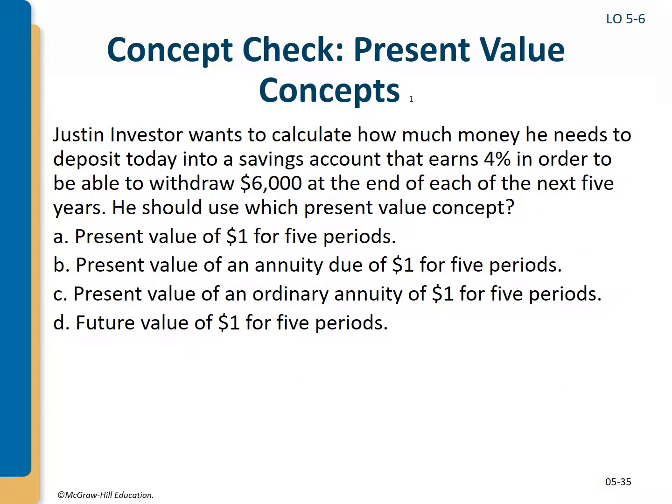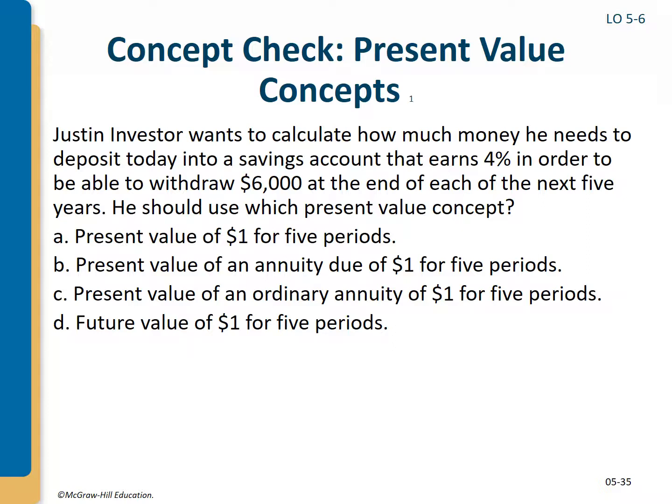An investor wants to calculate how much money he needs to deposit today into a savings account that earns 4% in order to be able to withdraw $6,000 at the end of each of the next 5 years. He should use which present value concept? Wow, we just threw you right into annuity calculation. I'm not too comfortable doing this, but I'm going to explain it, and then we're going to go through some slides here.